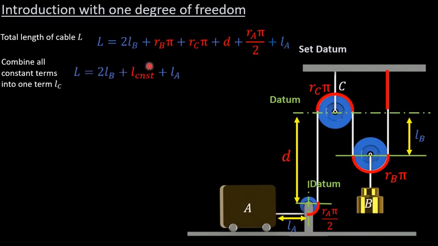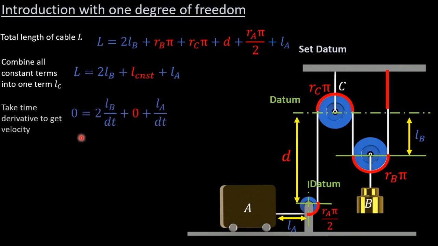So now what I'm going to do is combine all these constant terms together like this, and then call all of these constant terms in red L sub CNST, which means the constant length of the cable. Because these are all constant, I can just group them together as one constant like this. So next I'll take my time derivative. Remember, if I take the time derivative of L, the entire length of the cable, it's going to be 0 because the entire length of the cable doesn't change in time.